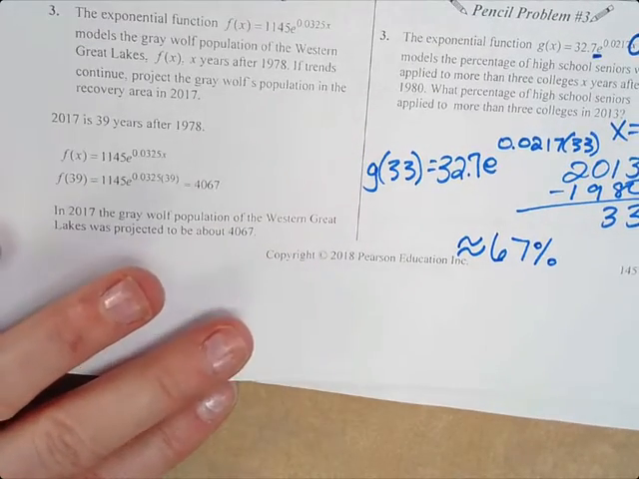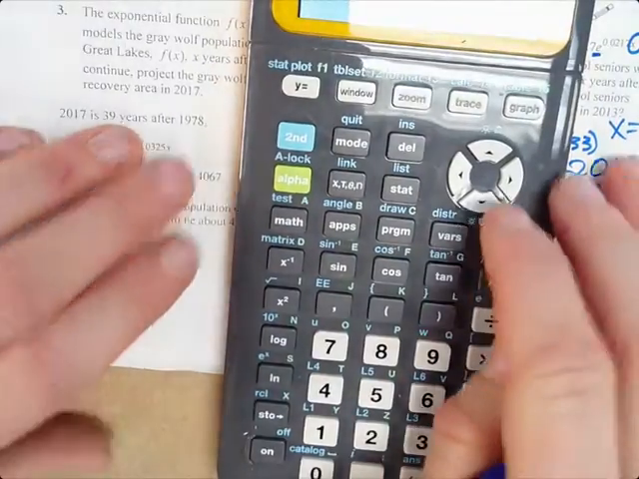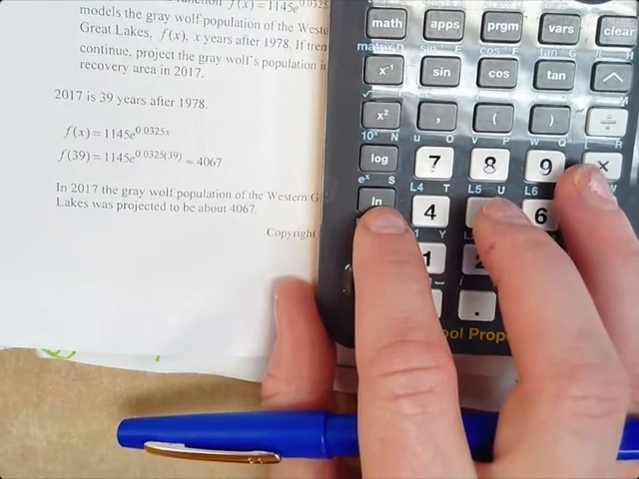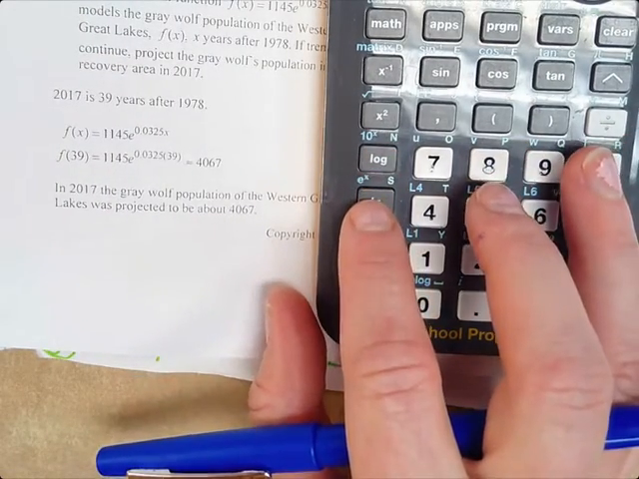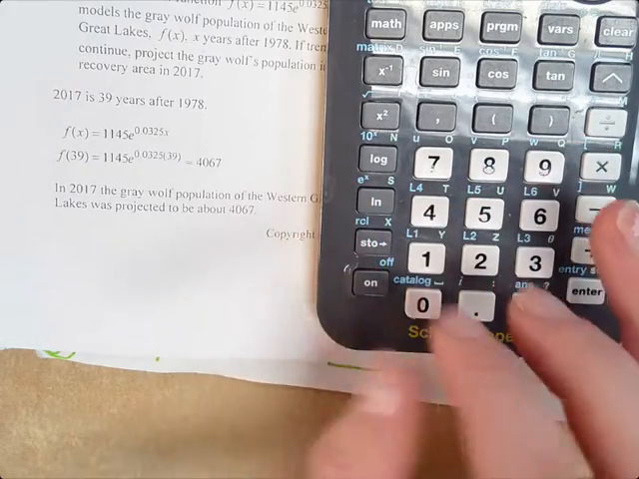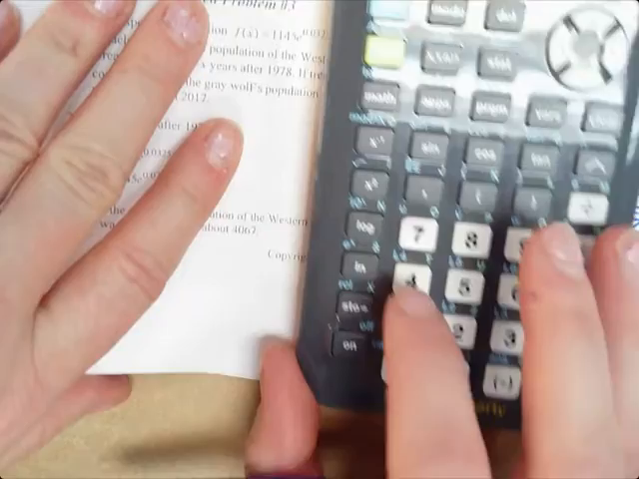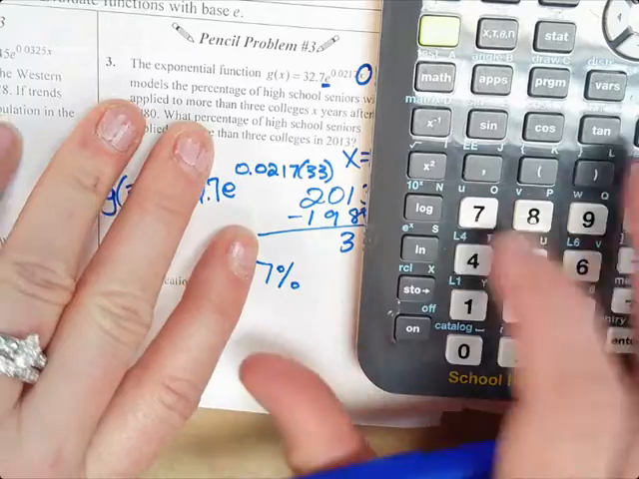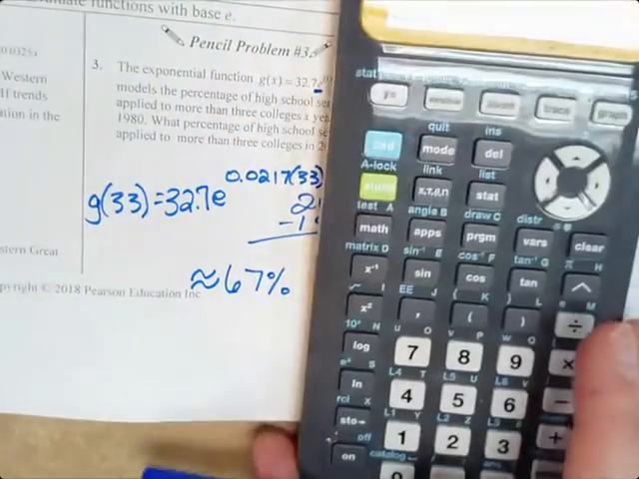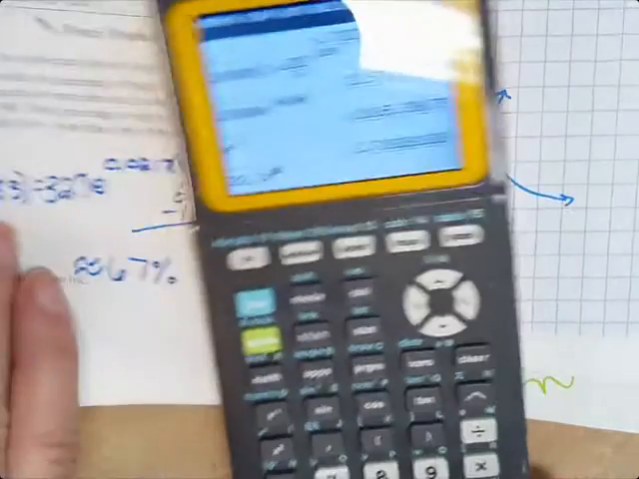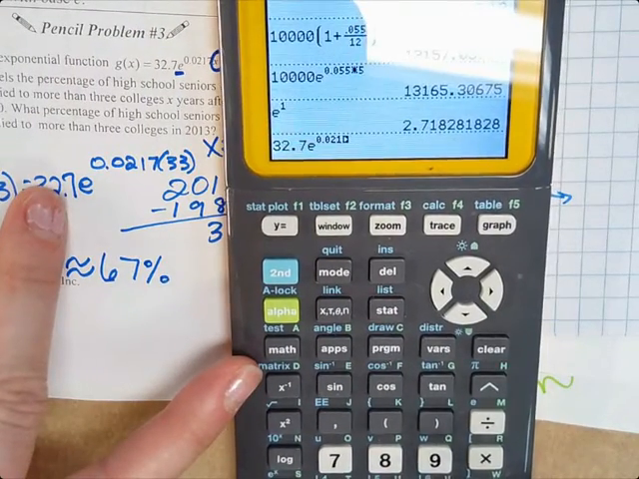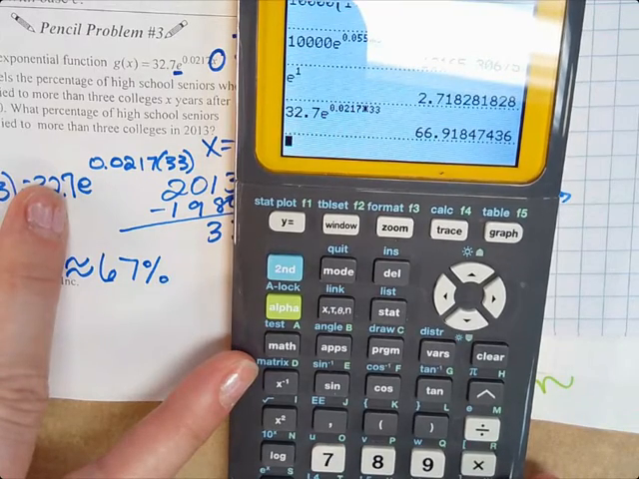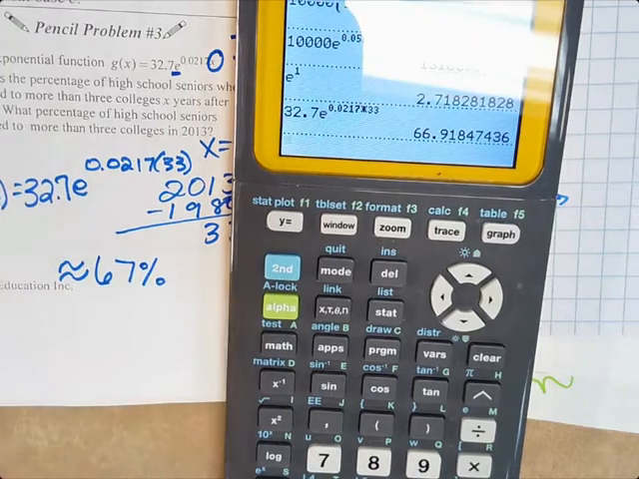Do y'all know where the e is on your calculator? Okay, let me show you where it's at. It is down here by the LN, which is dealing with logs. So we have log, we have LN, and we have e. So you would put in 32.7, and then e, and then you'd plug in the number 0.0217 times 33, which would be 66.9.